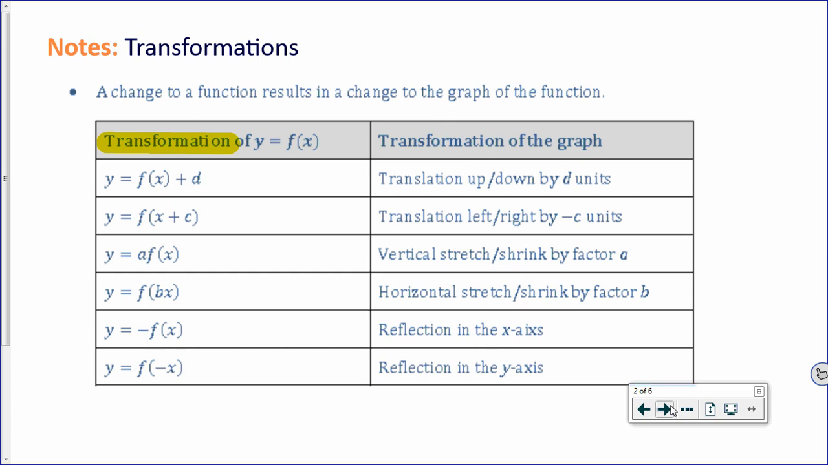You can shift it up and down. That looks like adding a constant at the end of the function. You could shift it left and right, and that looks like adding a constant inside, usually inside parentheses or right to the x. You could stretch it vertically, and that looks like multiplying by a factor in front of your function. You could stretch it horizontally, and that looks like multiplying by a factor just where x is in the function.